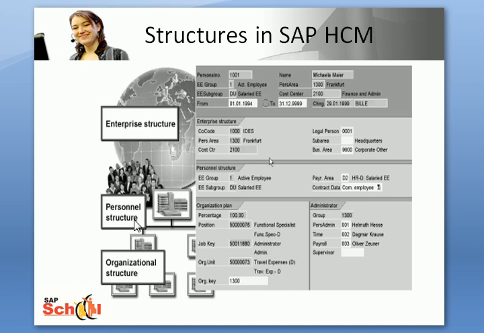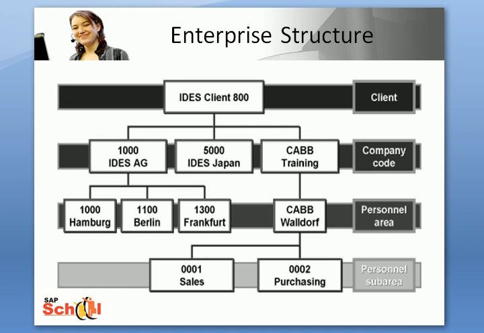The enterprise and personnel structures subdivide organizations and employees according to factors relevant to time management and payroll. These structures are stored in customizing. The enterprise structure for personnel administration is determined by the following elements: the client, company code, personnel area, and personnel sub-area. The client can either be valid for a company code at the smallest level or for the entire corporate group. The company code is defined in accounting. Legally required financial statements such as balance sheets and profit and loss statements are created at the company code level.